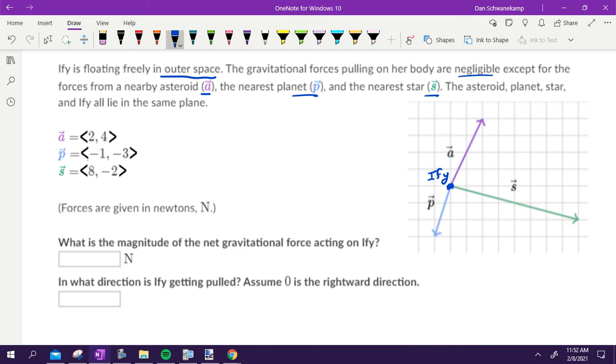Based on that, she's going to move. We're not moving up and down. We all lie in the same plane. All we're doing is moving in 2-dimensional space. All right. If these are the forces, so this is the angle and the strength of each vector, which direction do you think Iffy is going to end up? Which way do you think she's going to end up?